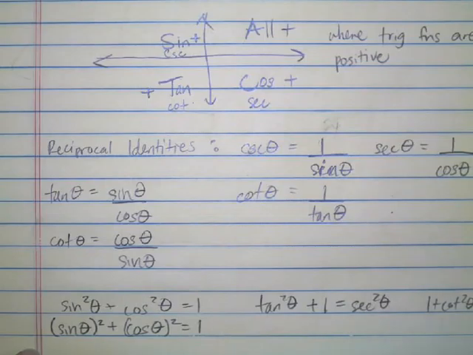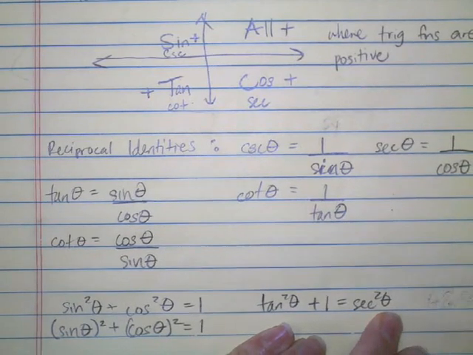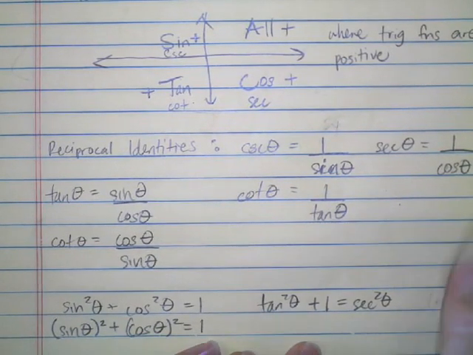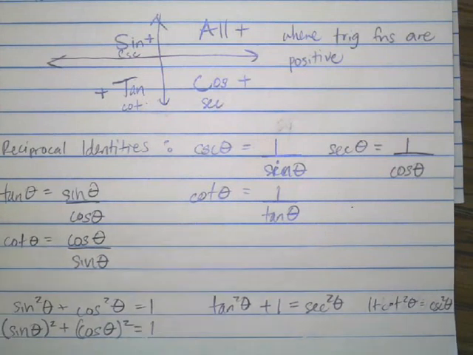Cotangent is opposite of sine. No, cotangent's opposite of tangent. Oh, good job, Francis. Let me move this so you guys can see that.